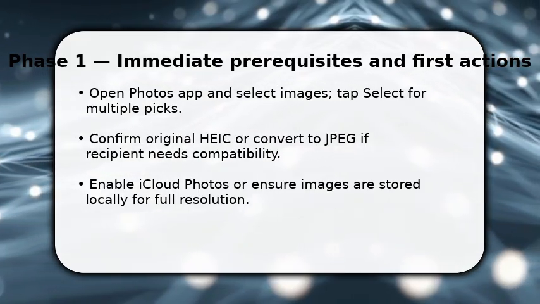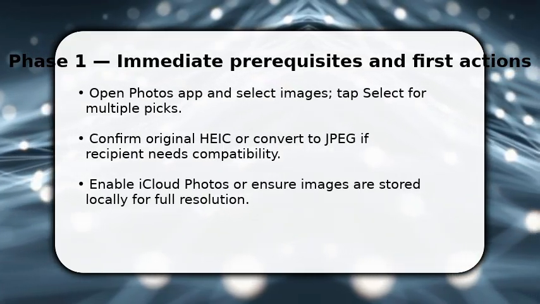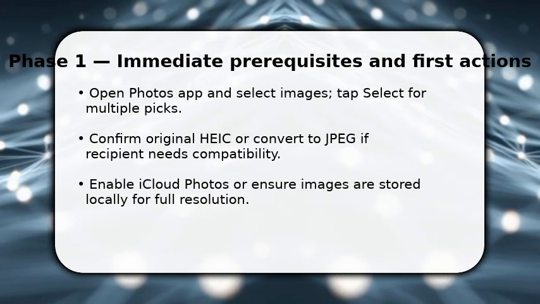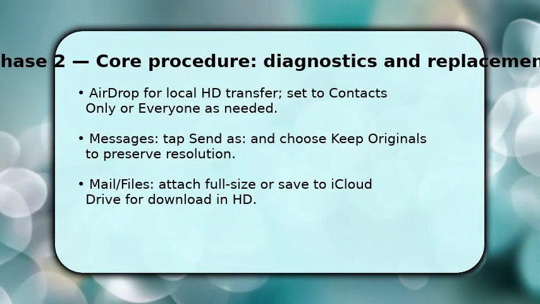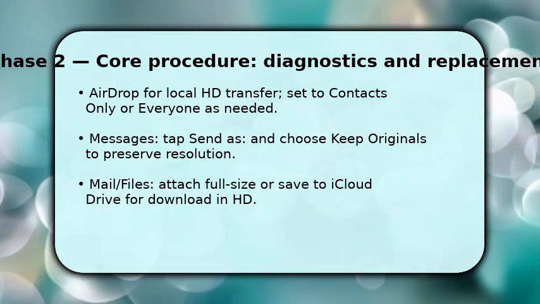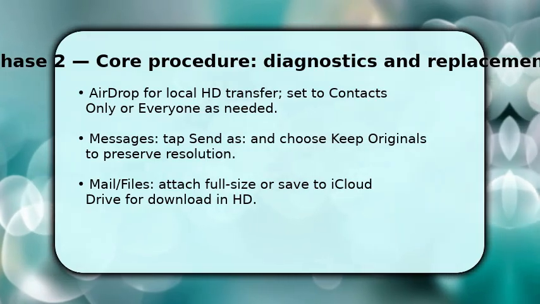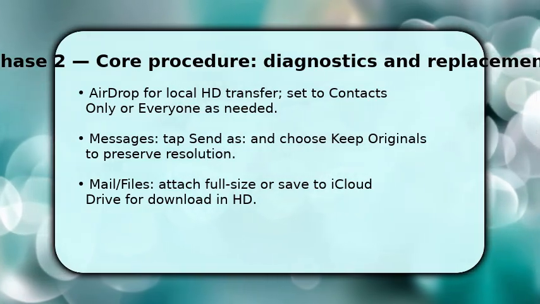Once done, tap the share icon to bring up delivery options. Make sure AirDrop, Messages, Mail, or Files appear in the share sheet. Next, decide how you will send the photos. AirDrop preserves original files and is fastest for nearby devices, so you should enable Wi-Fi and Bluetooth. Set visibility correctly to find the recipient.